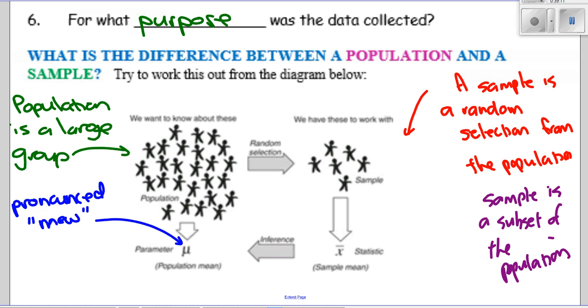That's the mean of which bit? The population, yeah. And this one here is the mean of the sample. What is that called? That doesn't have a particular symbol. It's just x with a line on it. What should we call it? Sample mean. This one is the mean of a population, and this one, x bar, is the mean of a sample. So sample mean, population mean.